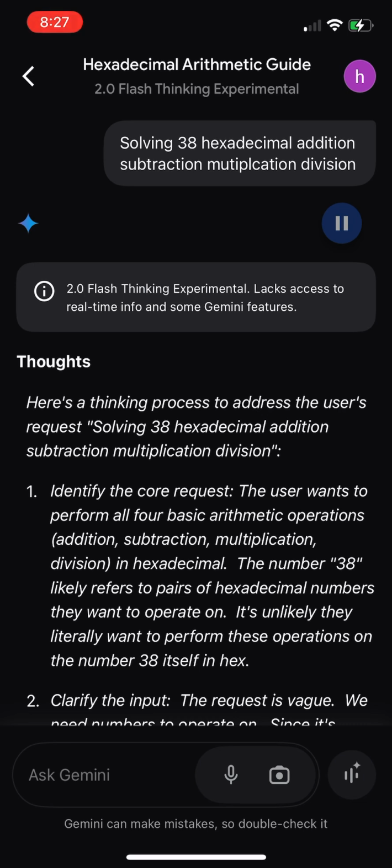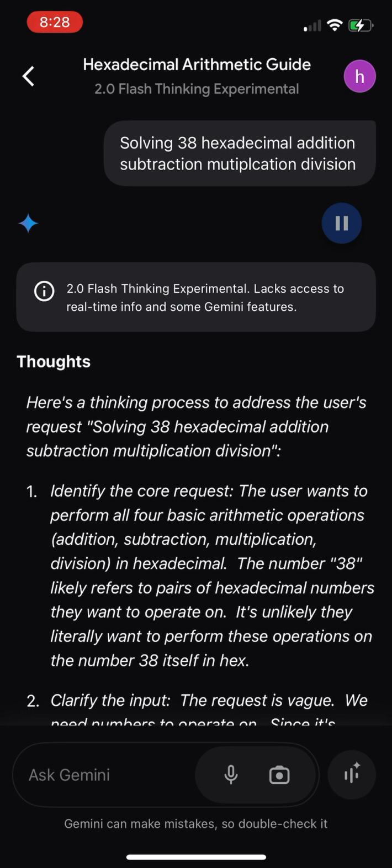Let's learn how to perform addition, subtraction, multiplication, and division in hexadecimal, base 16. Hexadecimal uses digits 0 to 9 and letters A-F to represent values 10 to 15. Understanding hexadecimal: digits 0, 1, 2, 3, 4, 5, 6, 7, 8, 9, letters A is 10, B is 11, C is 12, D is 13, E is 14, F is 15. Let's go through each operation with examples.